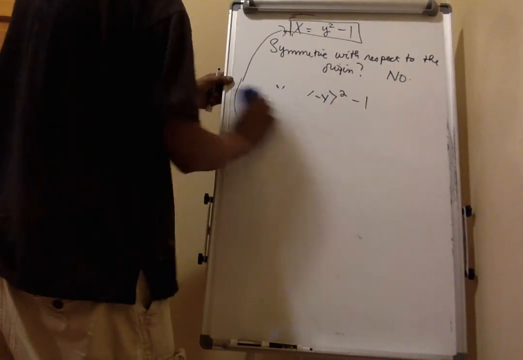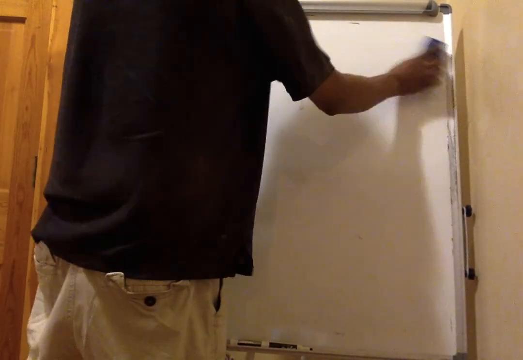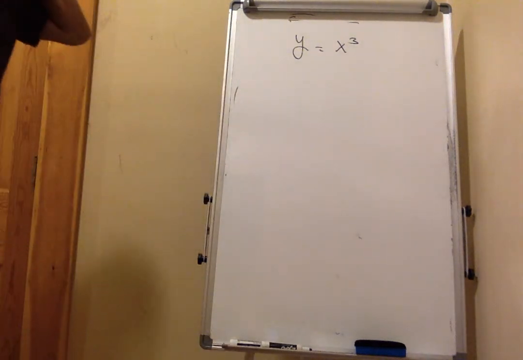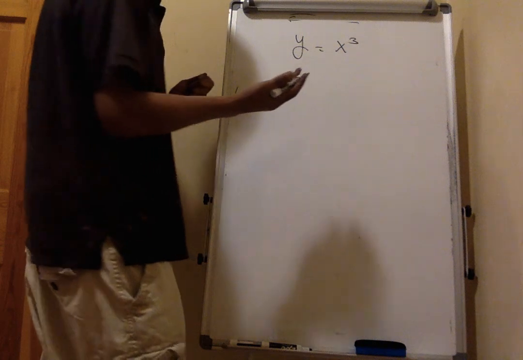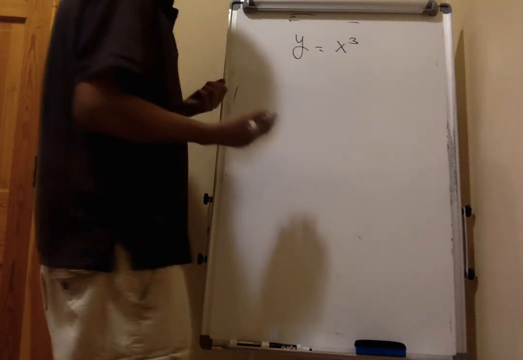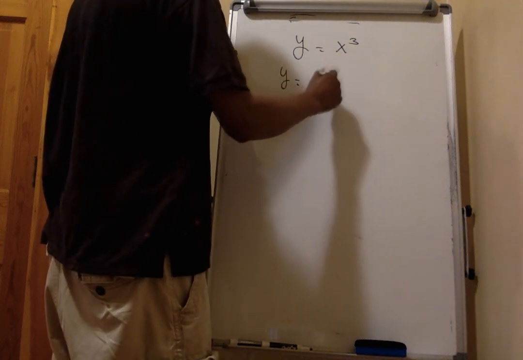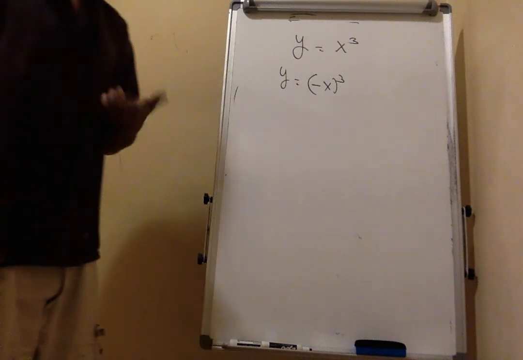So when you do the assignment, you have to test for all the three aspects of symmetry. Let me do another one. y is equal to x cubed. And let's try to find out whether this equation is symmetric with respect to the y-axis. So, meaning what? With respect to the y-axis, you have to change x into negative x. So this is y is equal to negative x cubed.